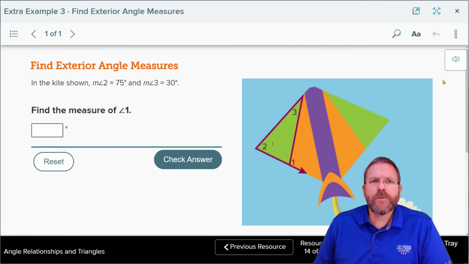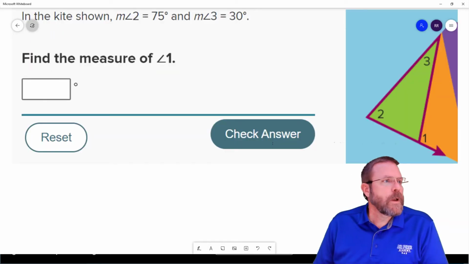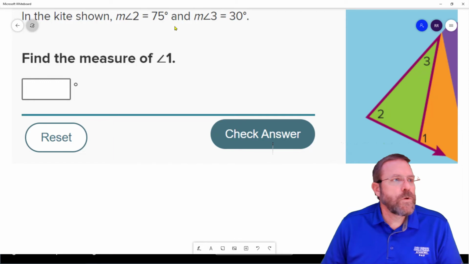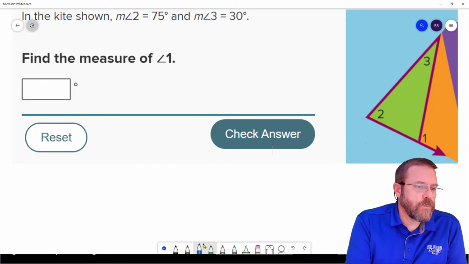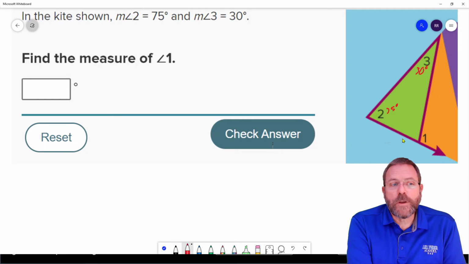Okay, let's pause the video now and you guys do extra example number 3 on your own. The kite shown, measure of angle 2 is going to be 75 degrees. So let's go ahead and write those in. So this one is 75 degrees. The measure of angle 3 is 30 degrees. And they want to know what the measure of angle 1 is.